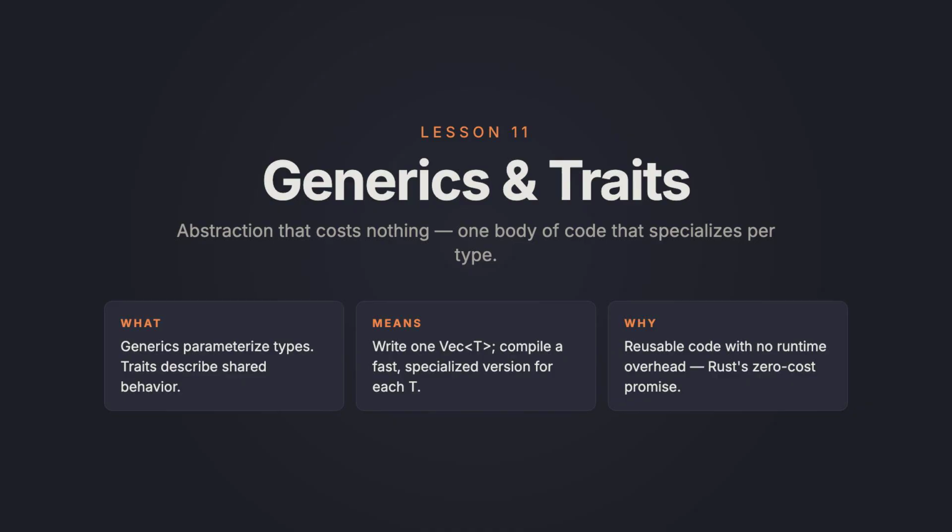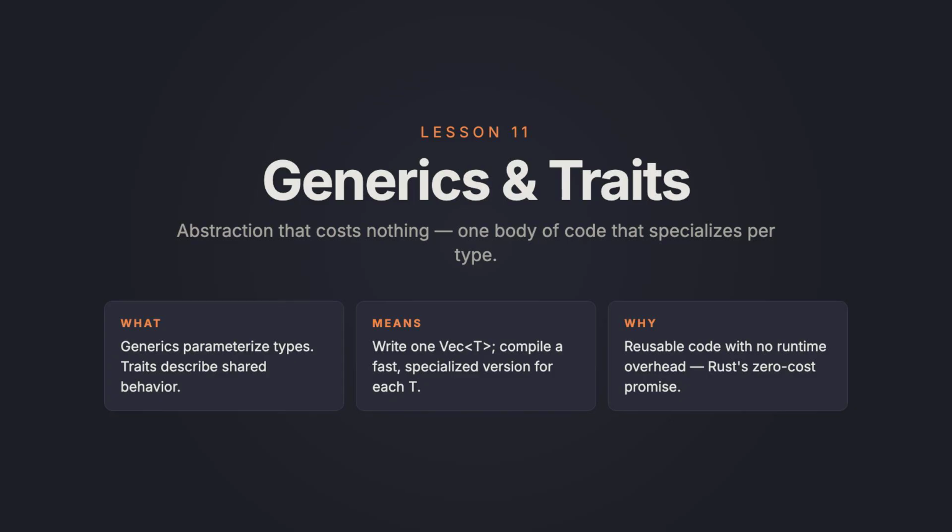Traits let you describe shared behavior across otherwise unrelated types, anything that can be printed, anything that can be compared, anything that can be iterated. A trait is how Rust says, here's a capability a type can have, separate from any particular type that has it. Together, generics and traits give you something remarkable: code that is abstract and reusable, but still fully type-checked and with zero runtime cost. That last bit is the Rust distinctive.